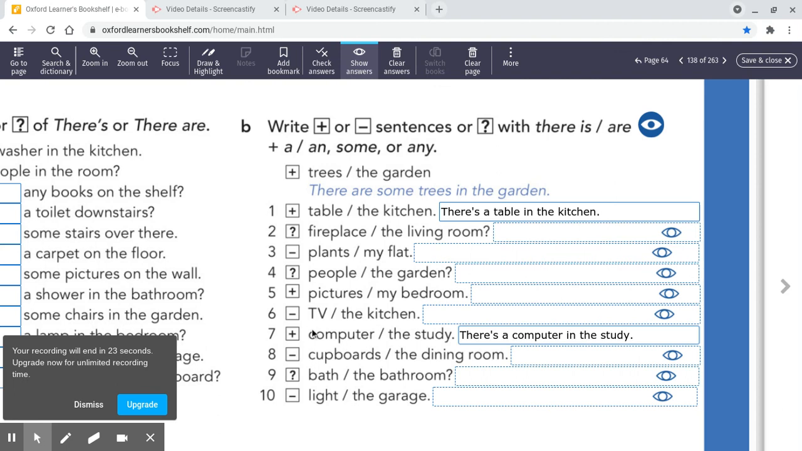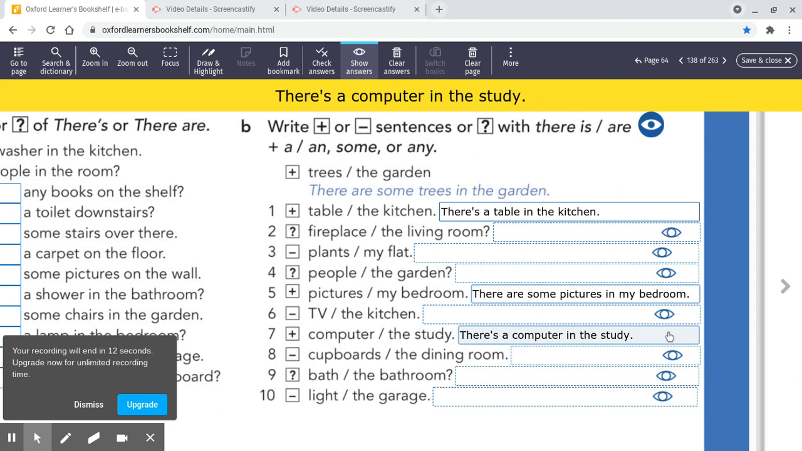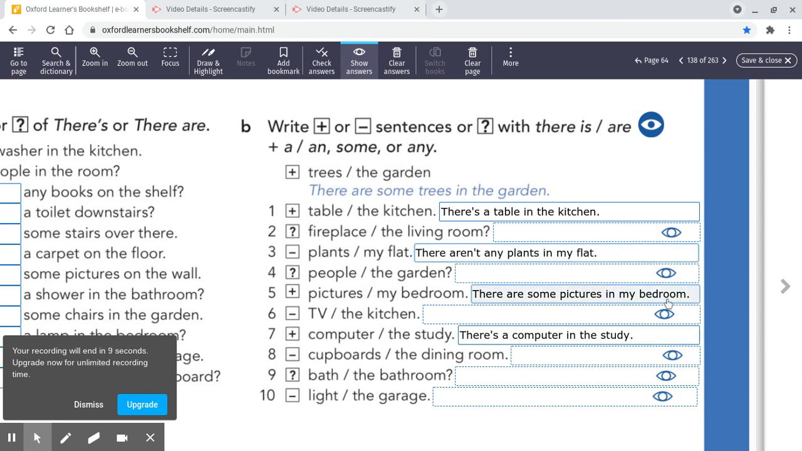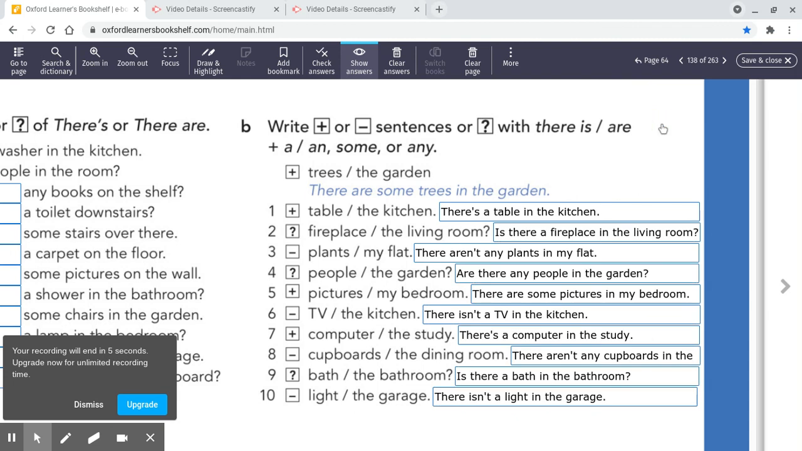Okay. I'm going to put up the answers in 5, 4, 3, 2, 1. Positive ones. Negative ones. And all of the other ones.